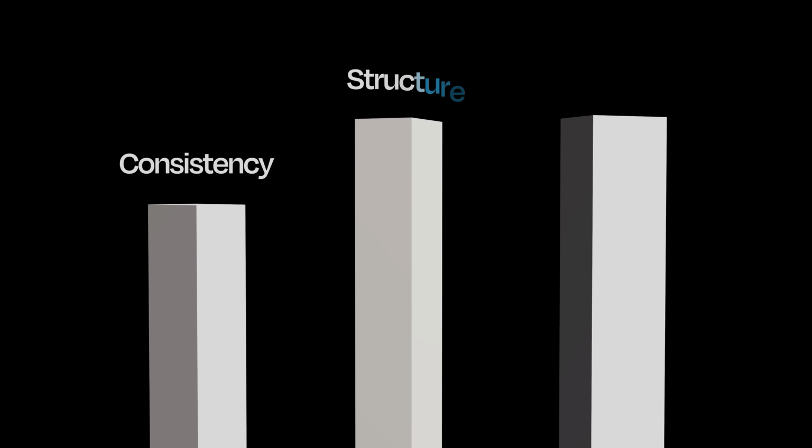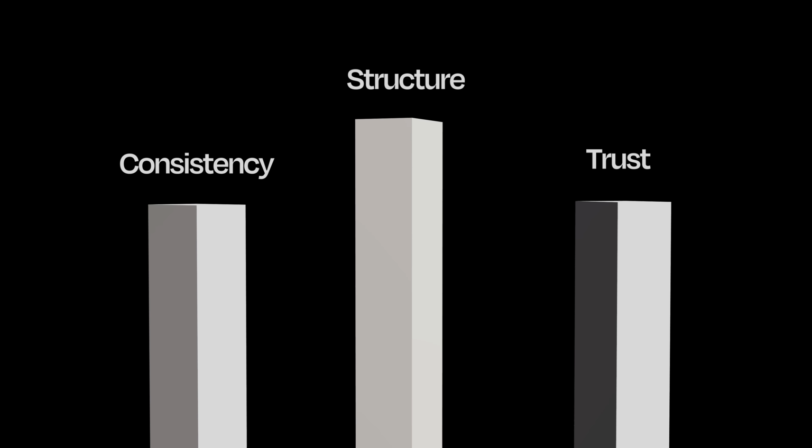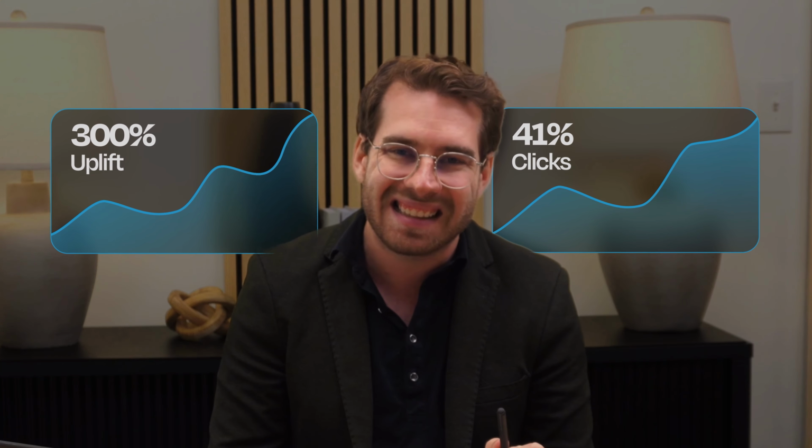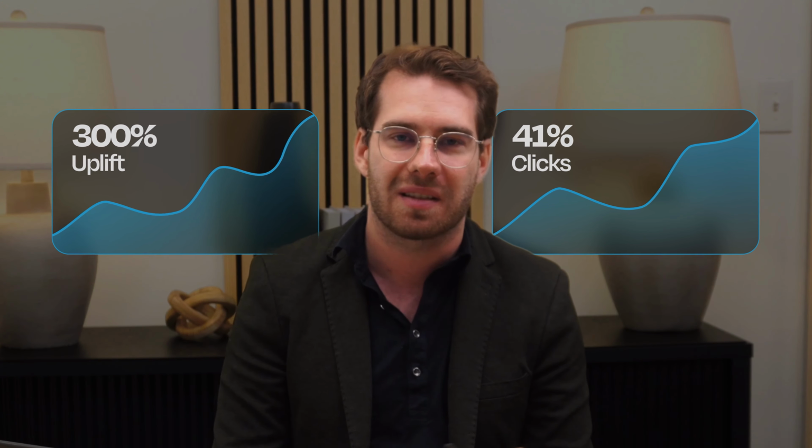When you fix these three things, consistency, structure, and trust, you stop chasing leads. You don't need to outspend competitors. You outsmart them by making it easy for AI to know who you are and which customers to send you. These 3 steps deliver a 300% uplift and a 41% increase in clicks within just a few weeks. You've already got the blueprint that works waiting for you.